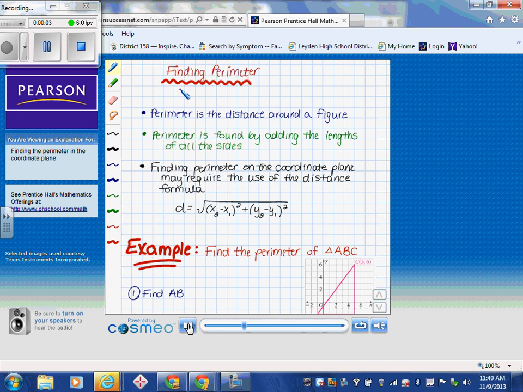Taking a look at finding perimeter with you. To begin with, perimeter is the distance around a figure. If you were going to walk around the figure that you're given, how far would you walk, in other words? And to find perimeter, you just add up the lengths of all the sides.